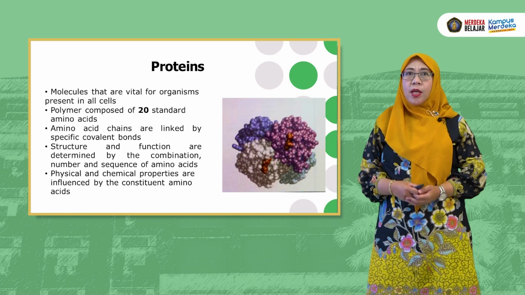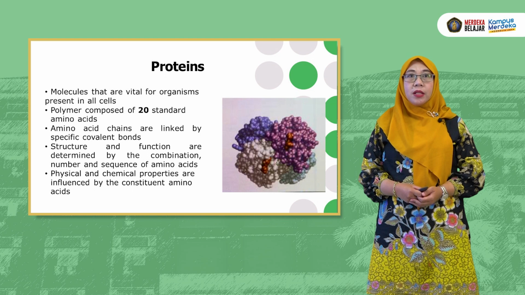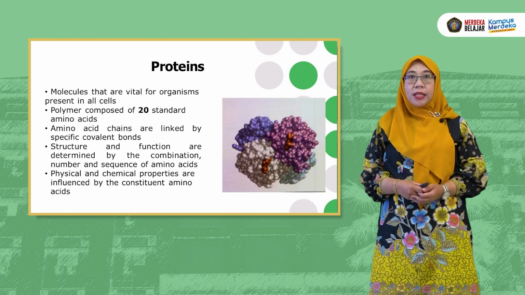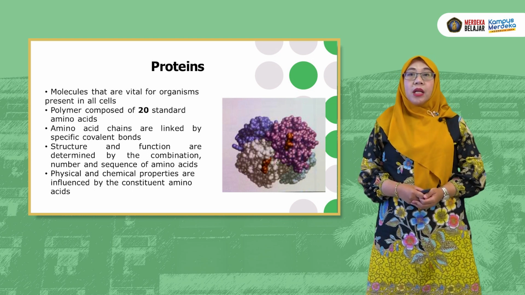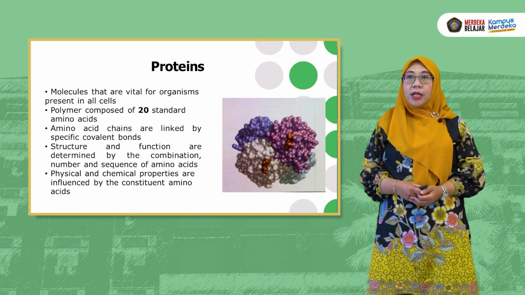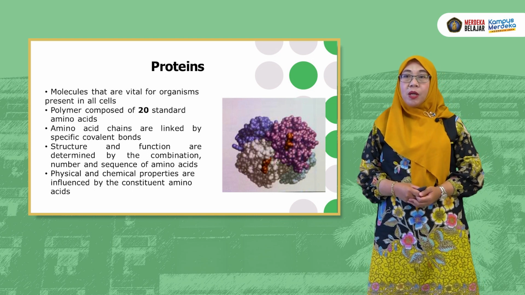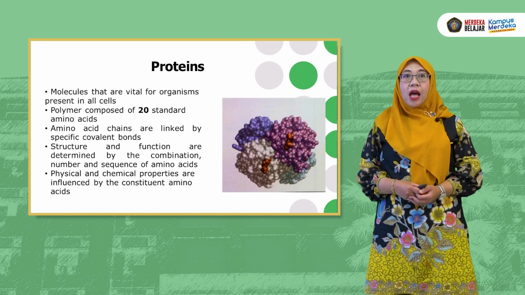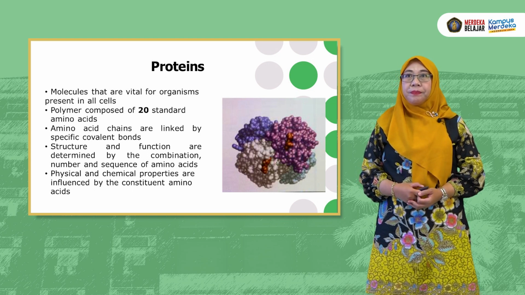Proteins are big molecules that are vital for organisms. Protein is present in all cells. Proteins are polymers composed of 20 standard amino acids. The amino acid chains are linked by a specific covalent bond. They call it a peptide bond. The structure and function of proteins are determined by the combination, number, and sequence of amino acids. The physical and chemical properties of proteins are also influenced by the constituents of amino acids.